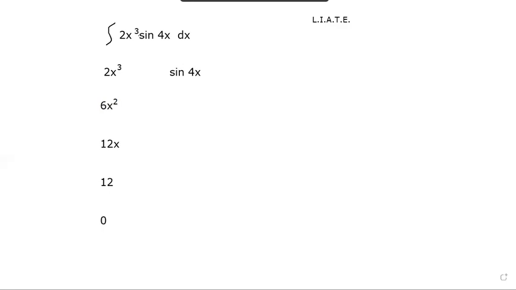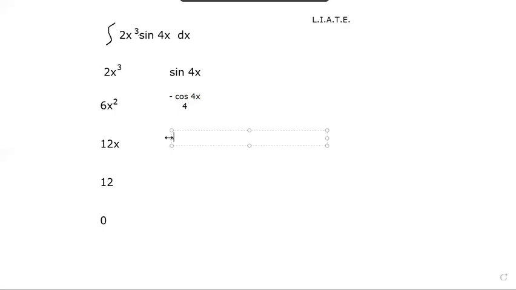Now, on the right side, we want to use the antiderivatives. We have to be careful right here with the positive and negative signs because any small mistake can prove costly down the line. So the antiderivative of sine 4x, if we remember, is going to be negative cosine 4x over 4.